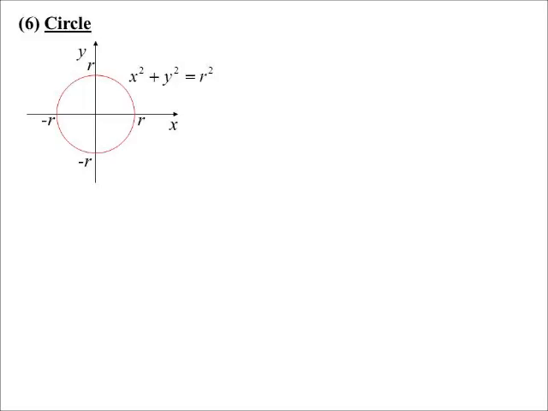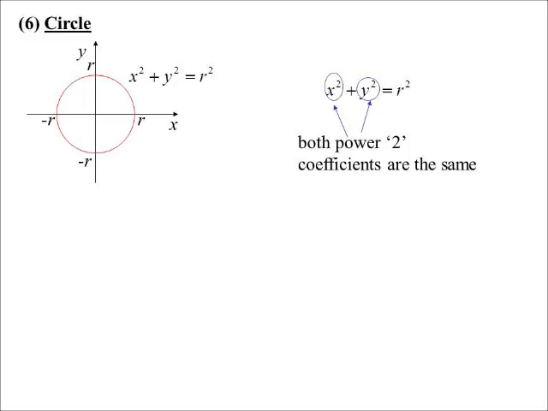Circles, x squared plus y squared is the radius squared, but this time we notice the powers are 2 on both of the x and the y. But not only are the powers the same, the coefficients are the same as well. If the coefficients were different, we wouldn't get a circle. You get an ellipse, or an oval if you prefer to call it an oval.